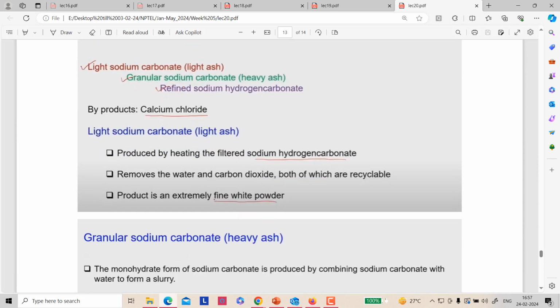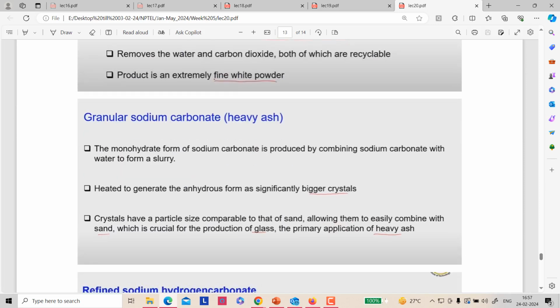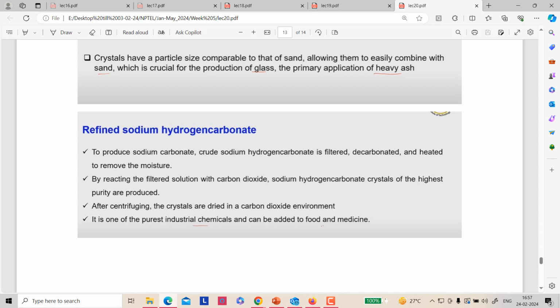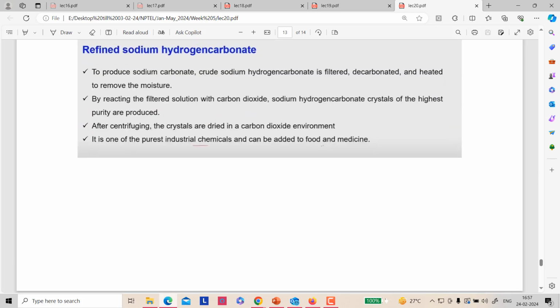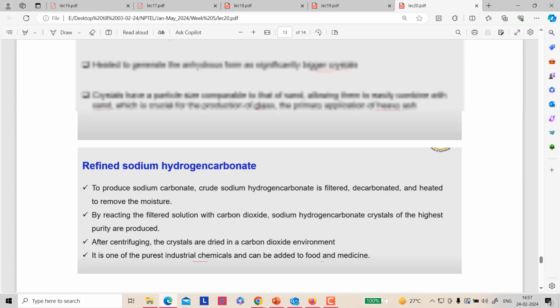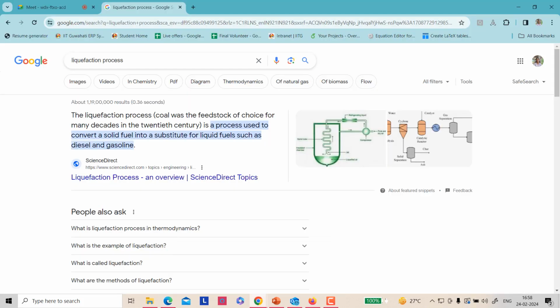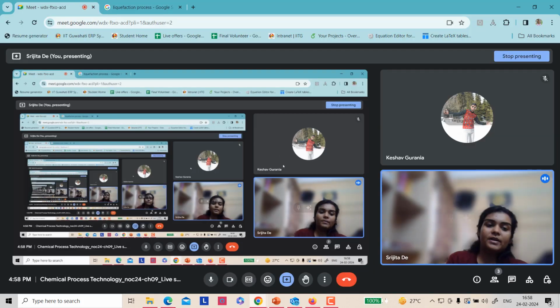Light ash means the fine white powder. Heavy ash means significantly bigger crystals, and the last one is sodium hydrogen carbonate. So this Solvay process is a very important process to remember.